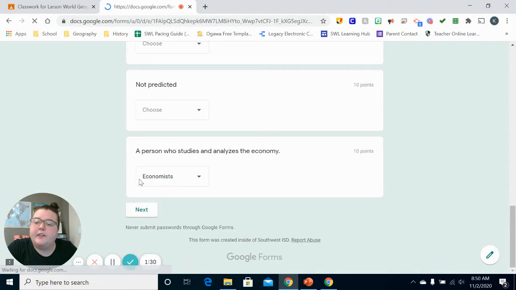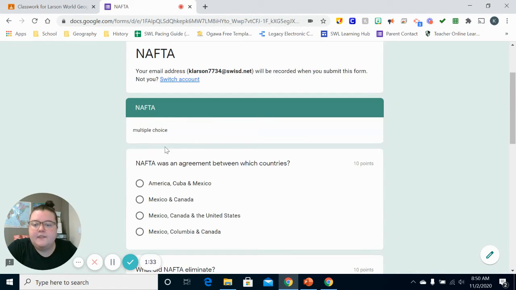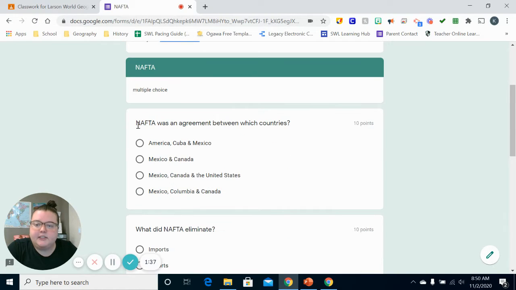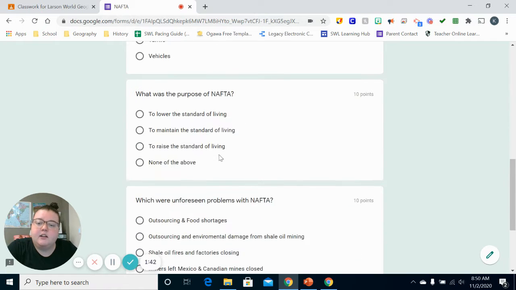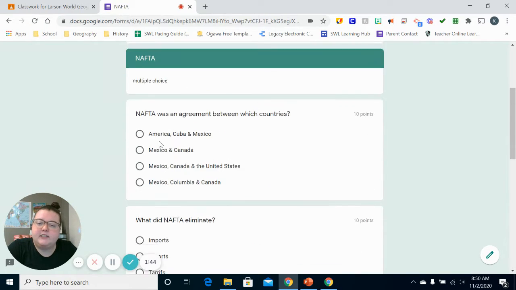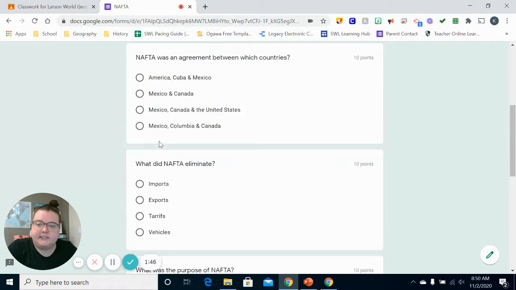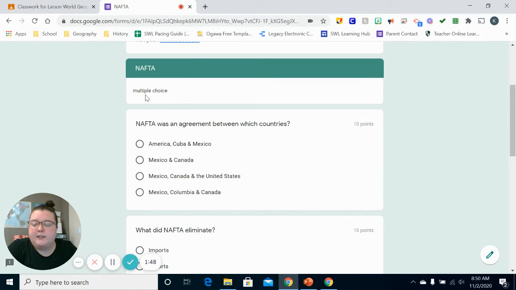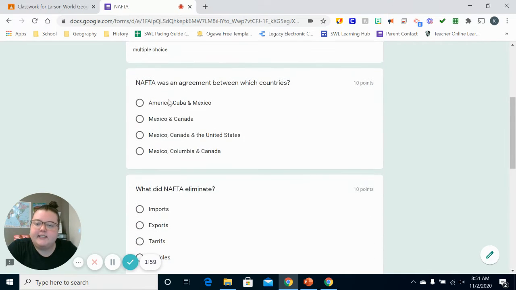Then if you go into the next section, this is going to be a multiple choice over the NAFTA agreement. So it's going to say, like, NAFTA was an agreement between which countries, and you'll have to click. So there are 4 questions for the multiple choice and 7 for the vocab. So there's a total of 110 points. So there's a little wiggle room here in case we miss some. But otherwise, it is not too intensive.